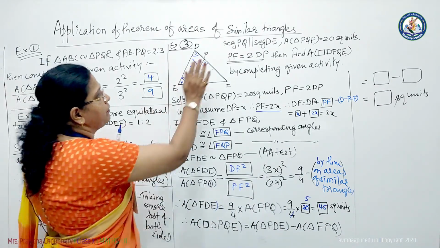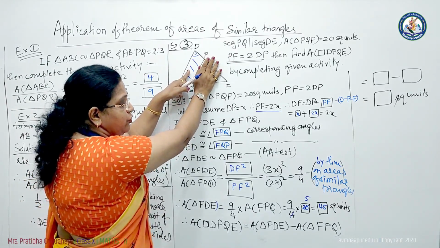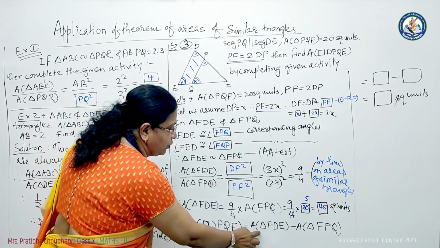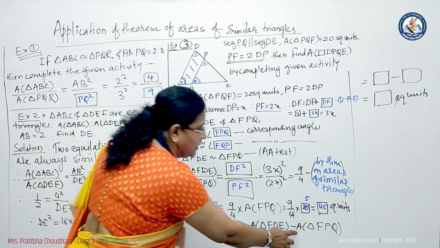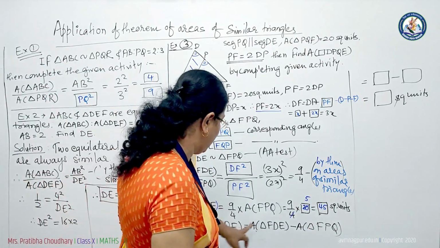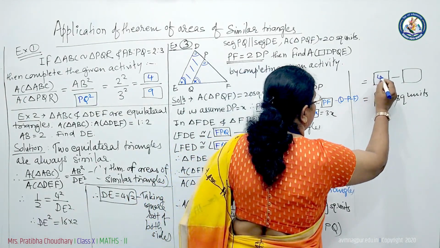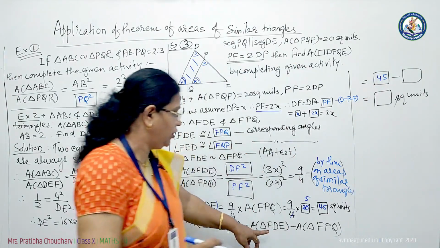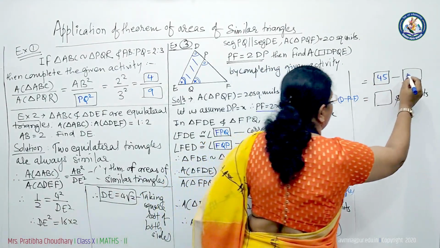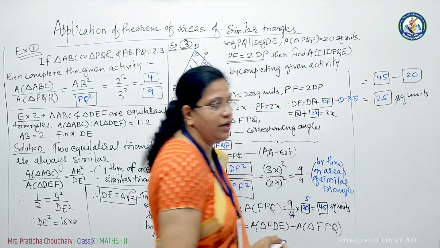If we subtract this smaller triangle from the bigger one, we'll naturally get the area of the quadrilateral. So here area of quadrilateral DPQE is equal to area of triangle FDE minus area of triangle FPQ. Just now we have got FDE is 45 square unit and area of triangle FPQ is given in the problem itself. It is 20 square unit. So 45 minus 20 is 25 square unit.